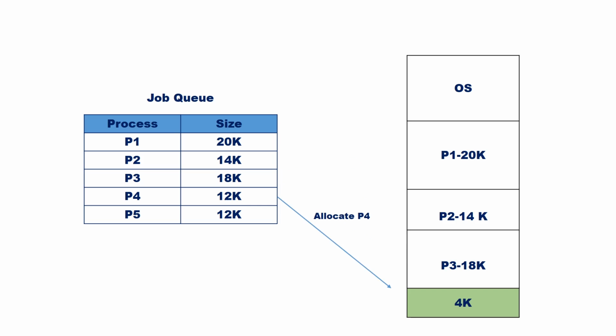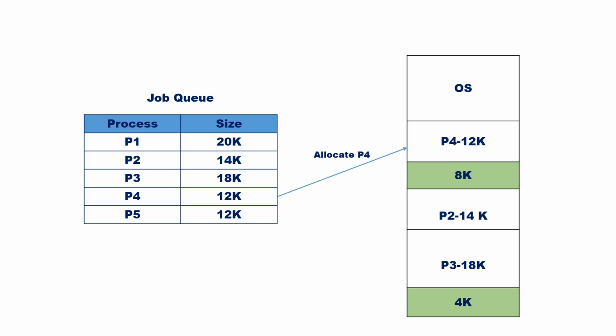P4 requires 12K of memory. However, the whole size is only 4K. Hence, we cannot allocate memory to P4. P4 has to wait till enough memory gets free. Assume that P1 terminates. When P1 terminates, it leaves behind a hole of 20K. 12K can be allocated to P4, leaving behind a hole of 8K.